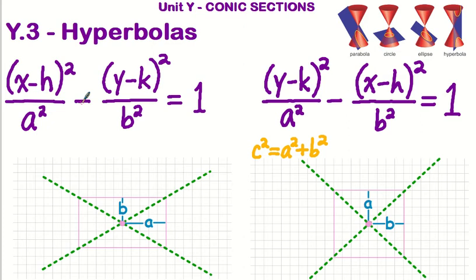So here's how this works. You could have the x term be your positive term and your whole y term be your minus, or over here it could be vice versa. You could have your y term be the positive term and you'd be subtracting the x term.